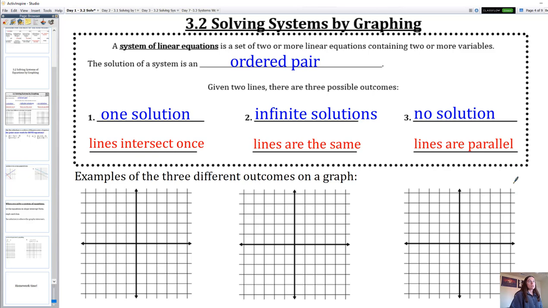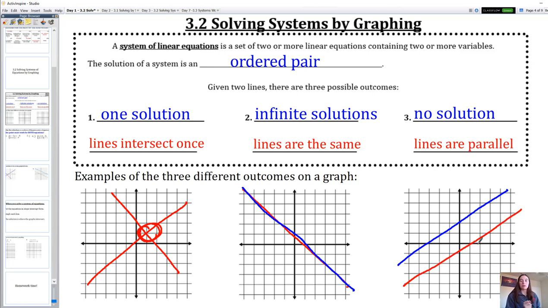So just to give you an idea of what these will look like, if there's one solution, maybe here's a line, and here's a line, the solution would be wherever they intersect, so this solution would be at the point 1, 1. If we have infinite solutions, maybe here's a line, and here's the other line. They're literally the exact same line. They overlap perfectly. And then finally, no solution might be, here's one line, and here's the other. They're going to have the exact same slopes, they're parallel, so they will never intersect.